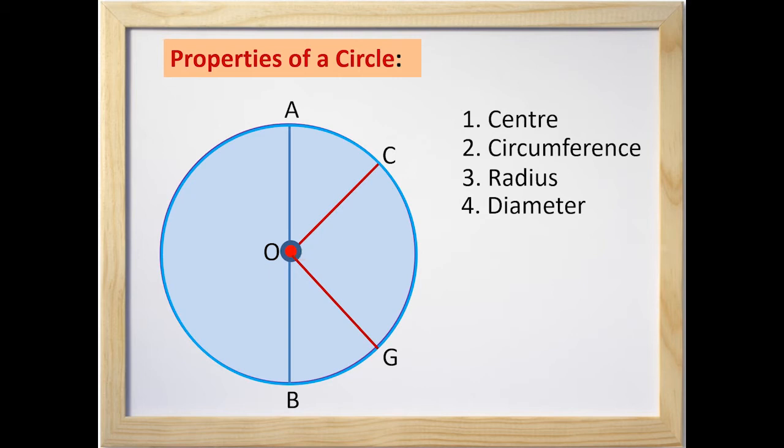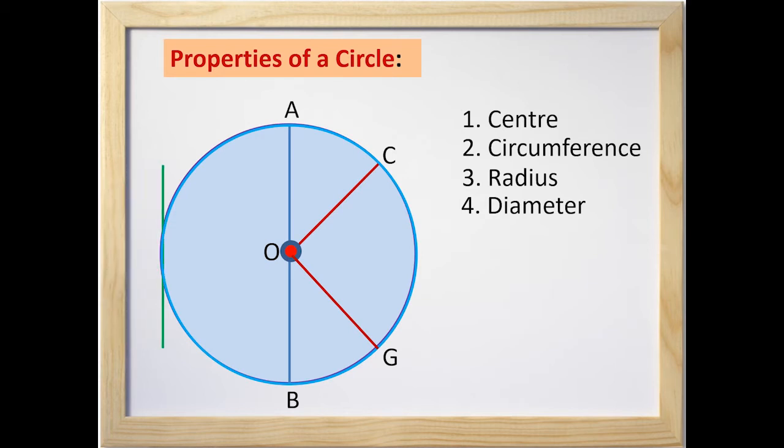Understood? See here we can see that segment AB is equal to segment AO plus segment OB. But what is OA, children? OA is the radius of the circle. OB is again another radius of the circle. That means diameter is equal to 2 into radius. Did you all understand, children?